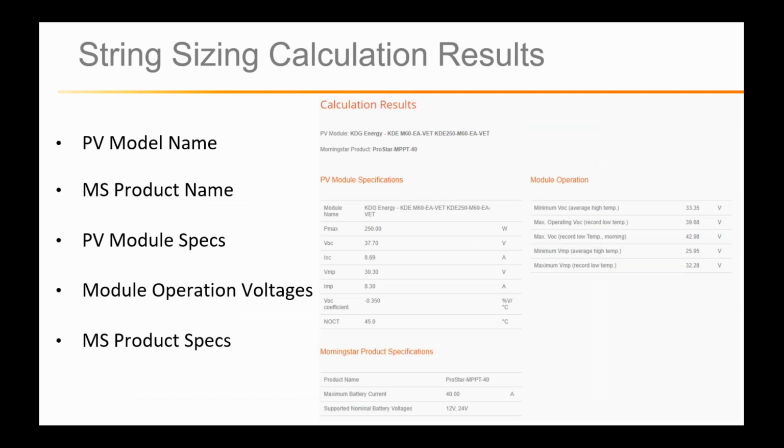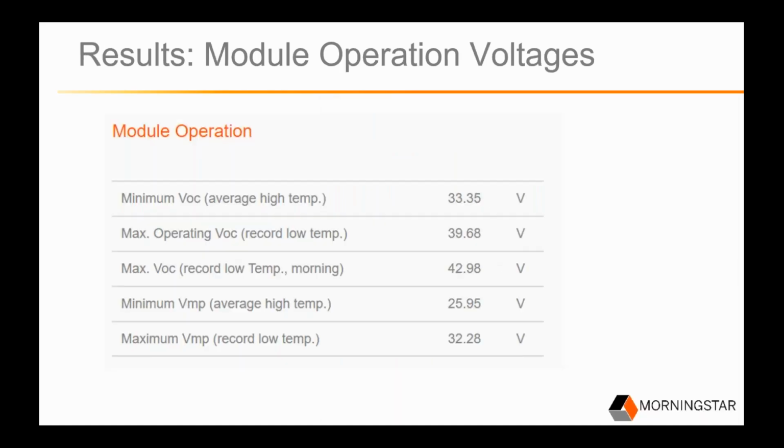Calculation results display the PV module name and solar controller model that was selected. We already saw the module and controller specs on the left when we entered them before. Results on the right are new, however, and they're associated with the module's operation for the historical site temperatures that we entered. We'll take a closer look at these results on the next slide. The results on the right. Let's go ahead and take a look at them. If I forward the slide.